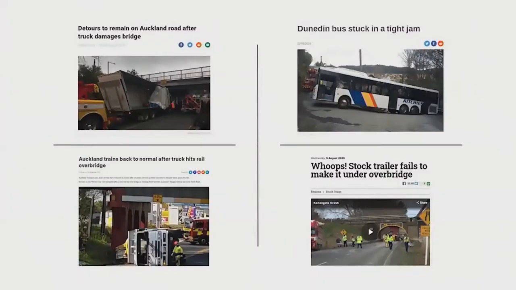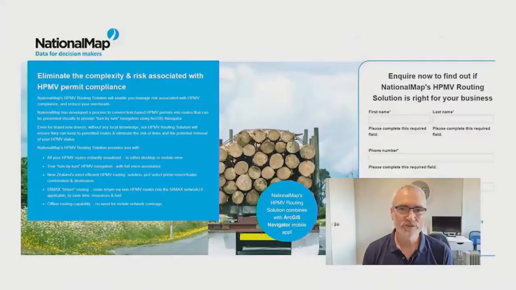The other thing I want to tell you about is our newfound love affair with the Navigator app. We're sick of seeing stories like these in the newspaper and on Stuff. And there really is no excuse for it if you're using up-to-date and authoritative road data. So we've joined up with Trish and Julian to create an HPMV routing solution using Navigator and National Map. We're showing you this to demonstrate how National Map and the ESRI suite can be combined to get great results.